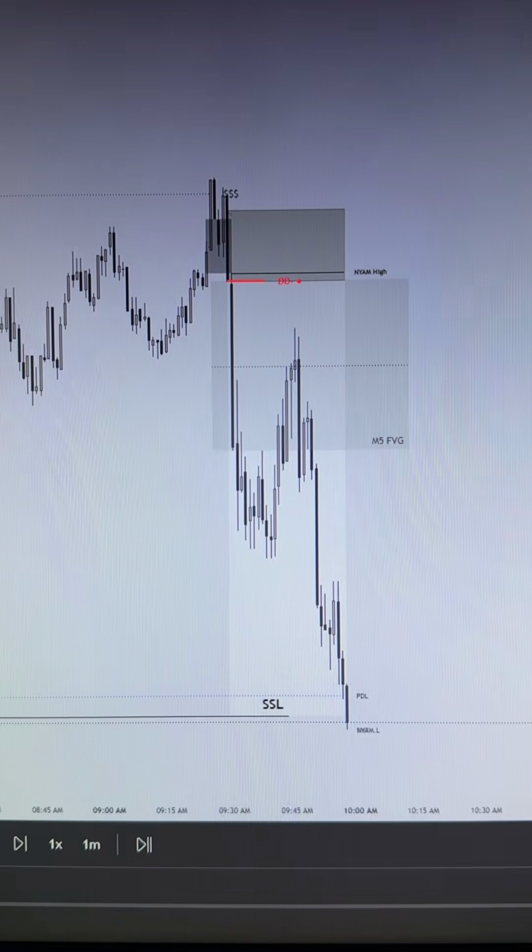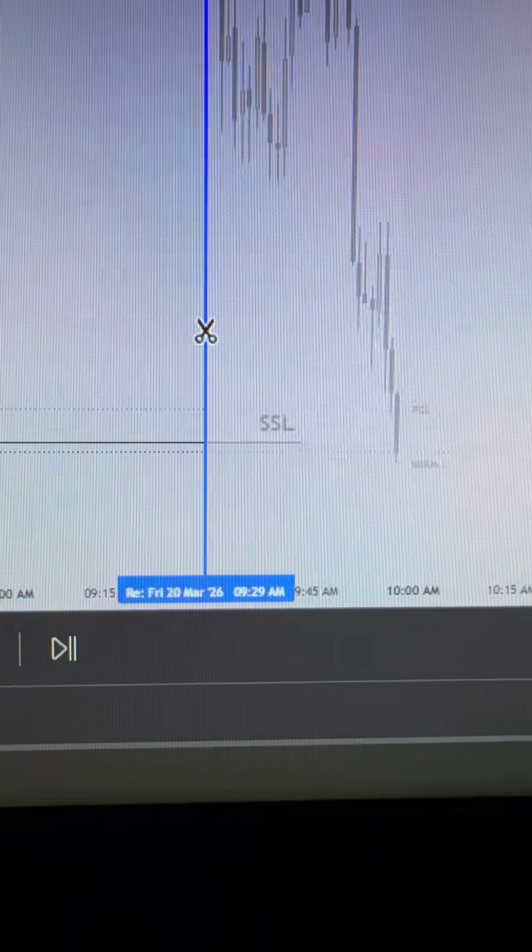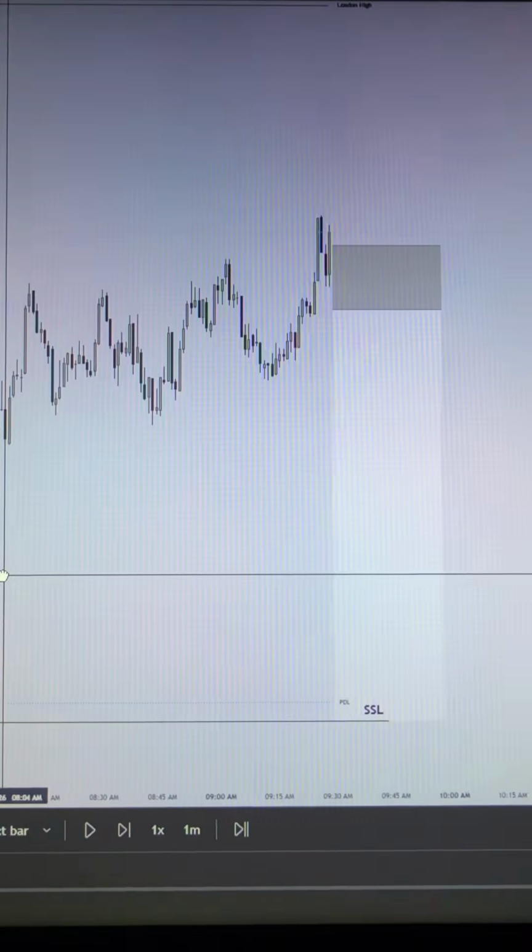Every single thing that you currently see on my screen right now is actually populated by an indicator. I have not drawn one single thing in. Now we're going to go back into replay mode right at 9:30. I'm going to show you exactly how to use this indicator start to finish.